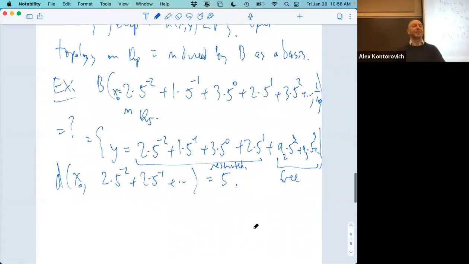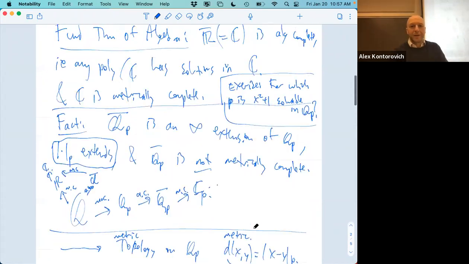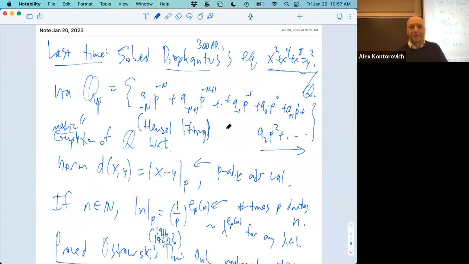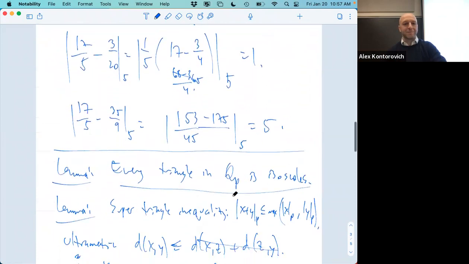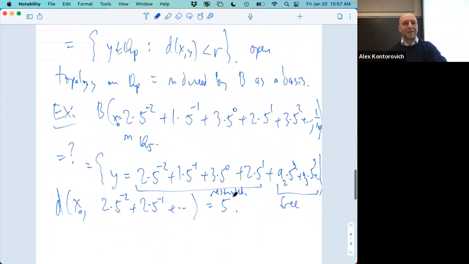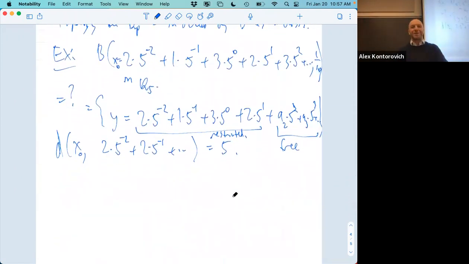One thing I want to mention: when we define Q_p, I should have mentioned that all the coefficients are from 0 to p-1. Yes, I think I did. Maybe I didn't say it. Yeah, last lecture. Yes, all of the a_j are in 0 to p-1. Just like a decimal expansion in base p, except obviously going in the other direction. It wouldn't be a very nice expansion if it wasn't this way. Yes, exactly. All the coefficients range from 0 to p-1.